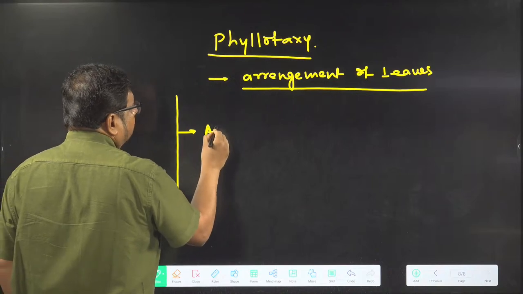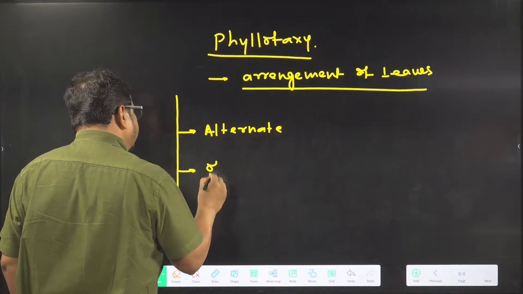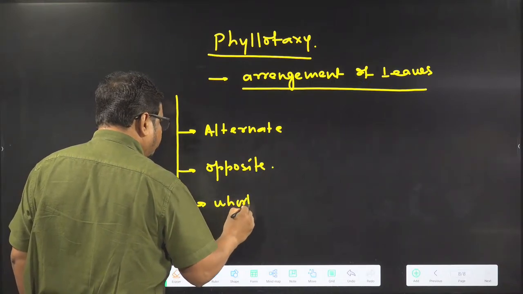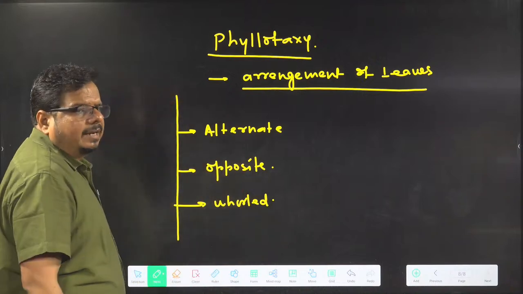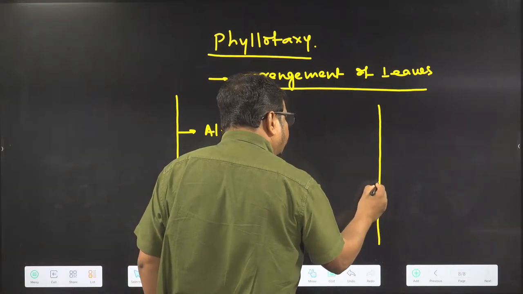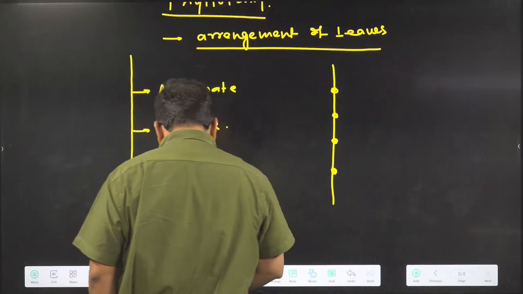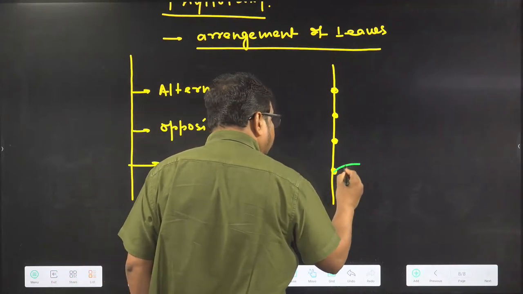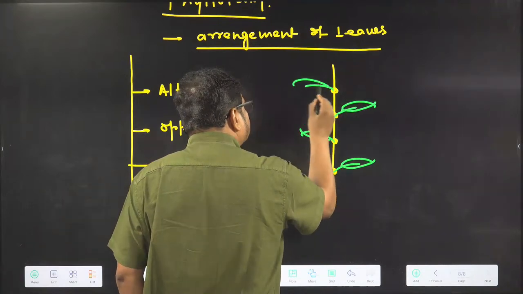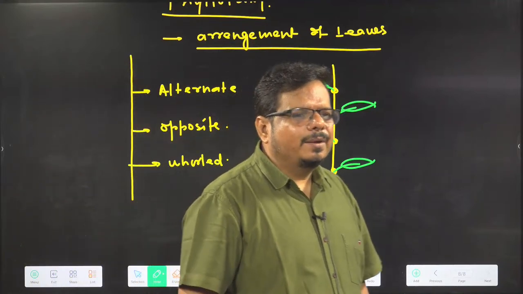One is which one? Alternate. Another is written opposite. Then another is written which one? Whorled. Understanding the idea or not? So now just try to understand. Here it is a stem and this is the node. Now from the stem node, when only one leaf is arising, here it is called which one? Alternate phyllotaxy.